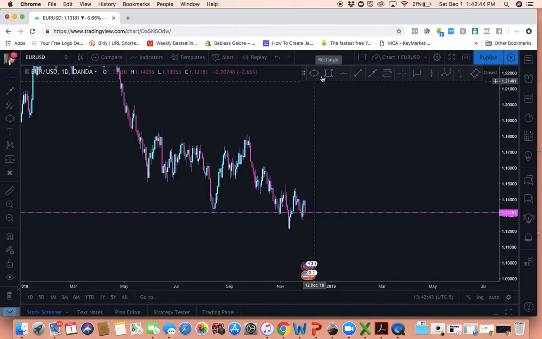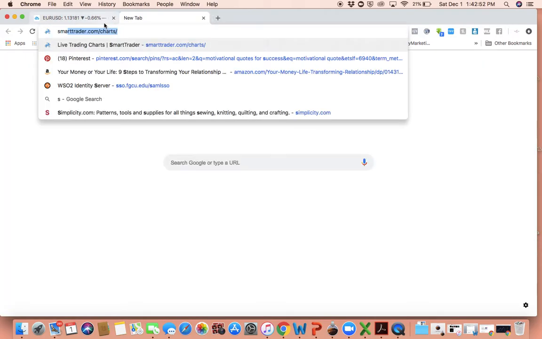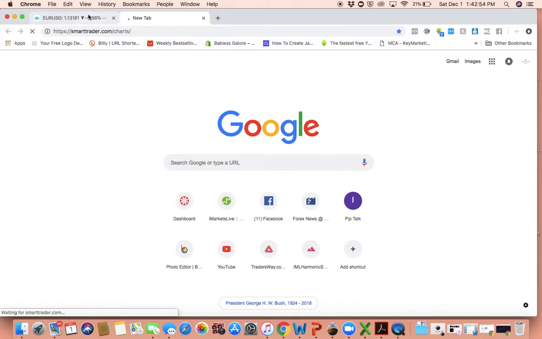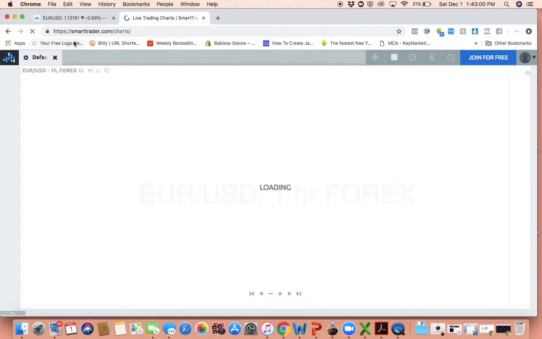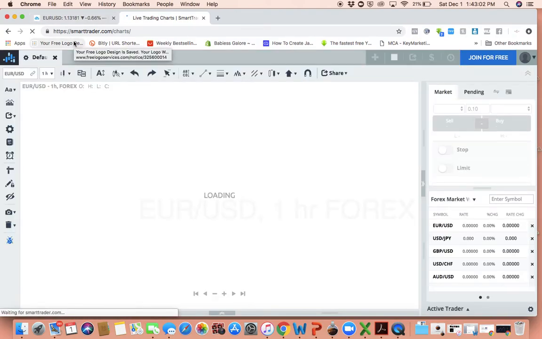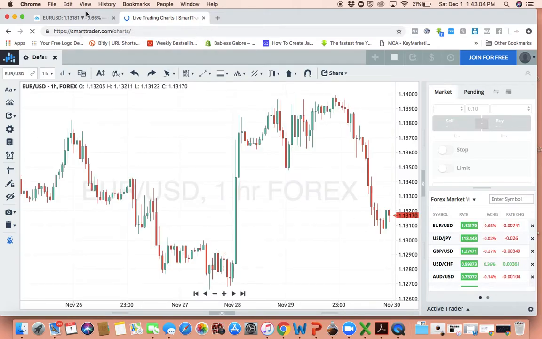To find my support and resistance zones, I'm going to pull up Smart Trader. I'm sorry, I don't use Smart Trader, but I know it's kind of hard to point out zones when you're first learning. Very hard for a lot of people. Zones are one of the hardest things for a lot of people to point out.